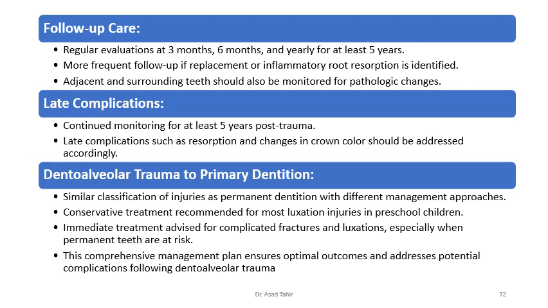Dentoalveolar trauma to primary dentition. Similar classification of injuries as permanent dentition with different management approaches. Conservative treatment recommended for most luxation injuries in preschool children. Immediate treatment advised for complicated fractures and luxations, especially when permanent teeth are at risk. This comprehensive management plan ensures optimal outcomes and addresses potential complications following dentoalveolar trauma.